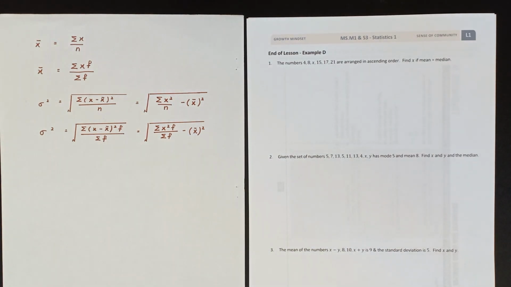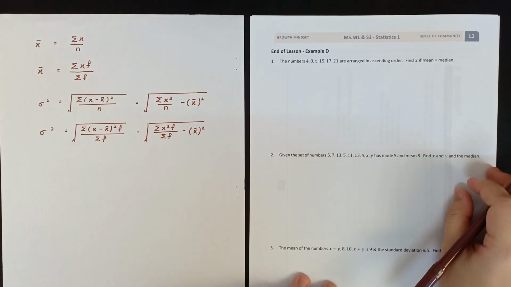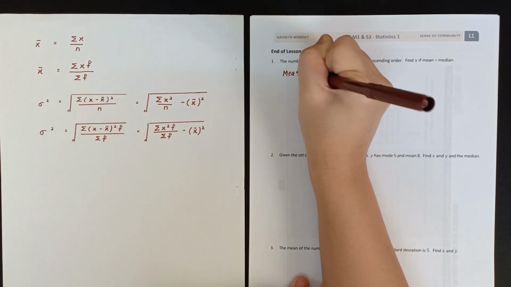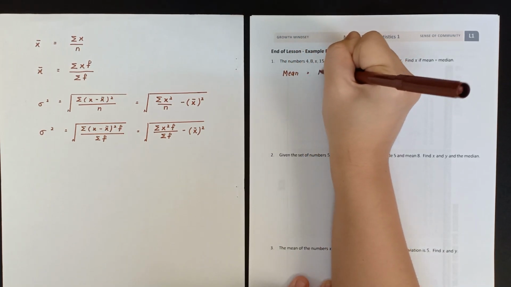So for the question that you didn't get your answer, then only you stop the video and refer to it. Okay, alright, so number 1: the numbers 4, 8, x, 15, 17, 21 are arranged in ascending order. Find x if the mean is the same as the median. Okay, so the information given by this question is that the mean is equal to the median.